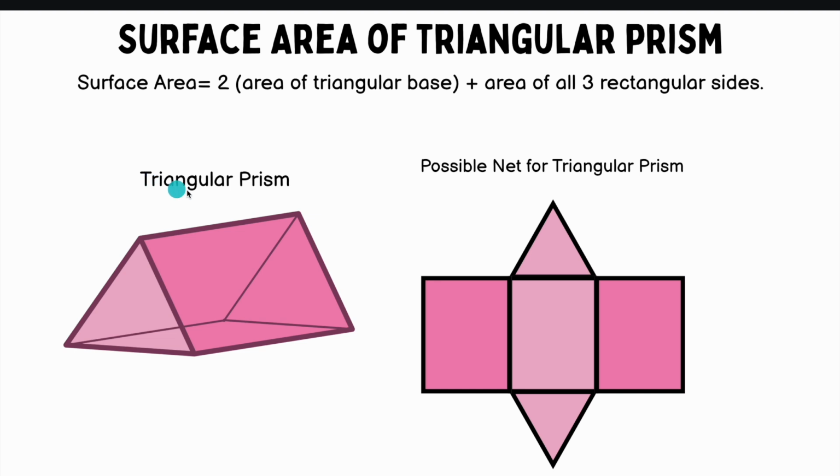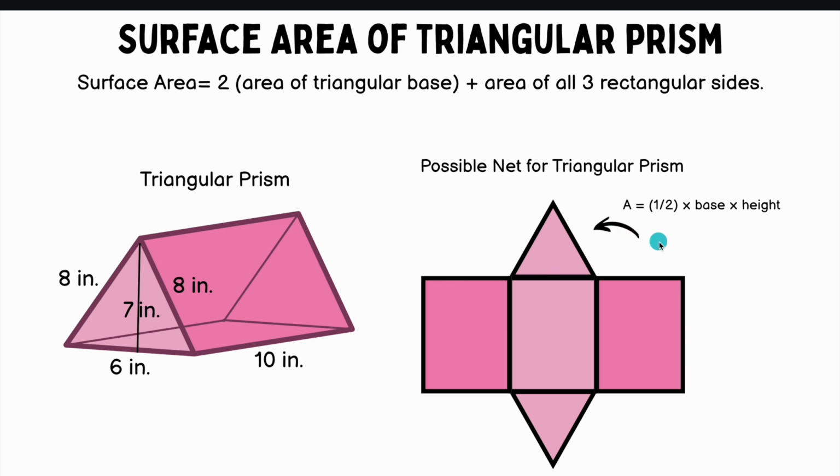Let's find the surface area of this triangular prism. The base of this triangle is 6 inches, the sides are 8 inches, and the height is 7 inches, with a length of 10 inches. Let's start with the triangular faces. We know area equals half times the base times the height. Half times 6 times 7. We know 6 times 7 is 42 times half, and half of 42 is 21. So we can say 21 inches squared, which means this triangular face also has an area of 21 inches squared.